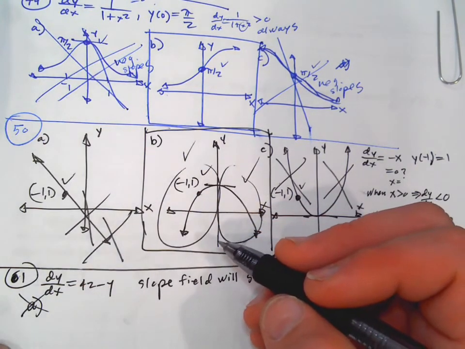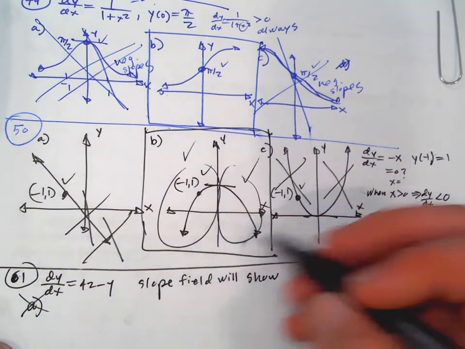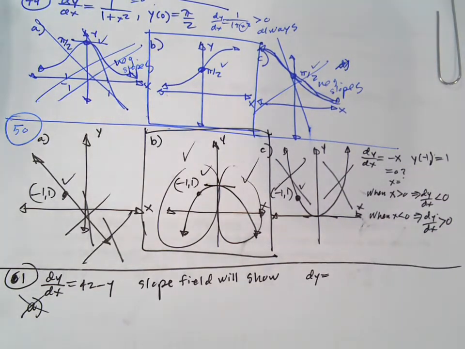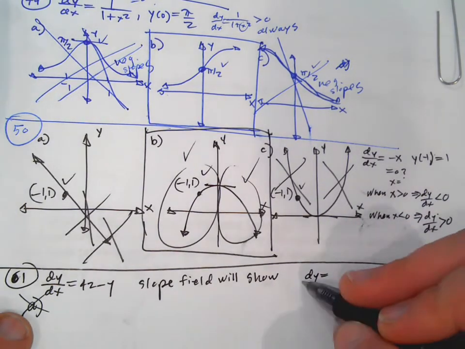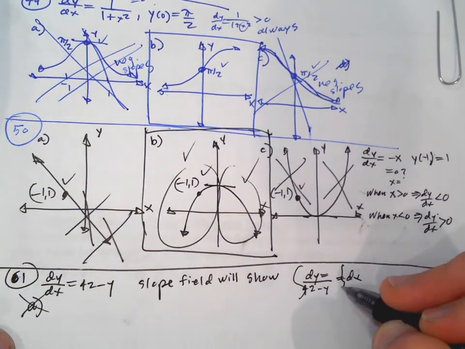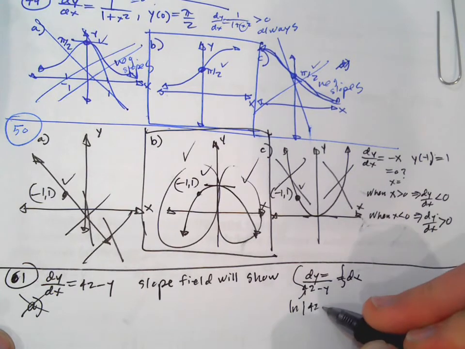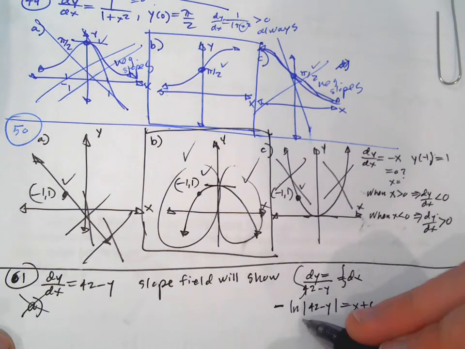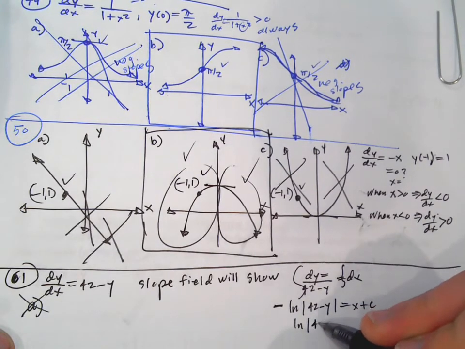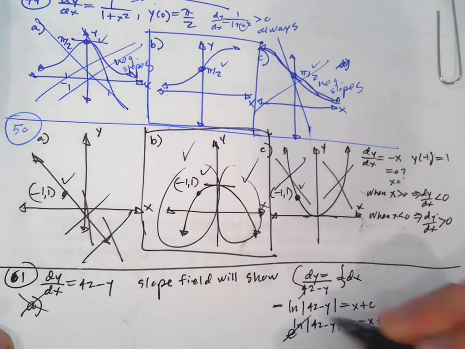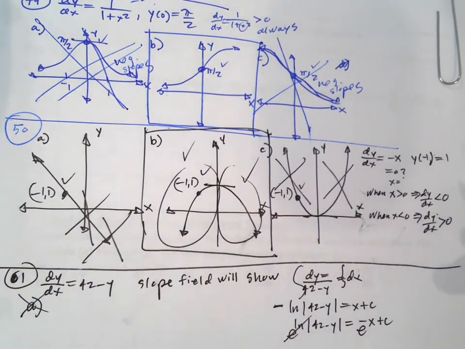I mean, we could start to solve it. I don't know if these are the problems that you shouldn't. Let's see, it'd be dy over 42 minus y equals dx. So it'd be natural log of the absolute value of 42 minus y, you would need an extra negative. Okay, so then you exponentiate. It's going to be some kind of exponential, right?